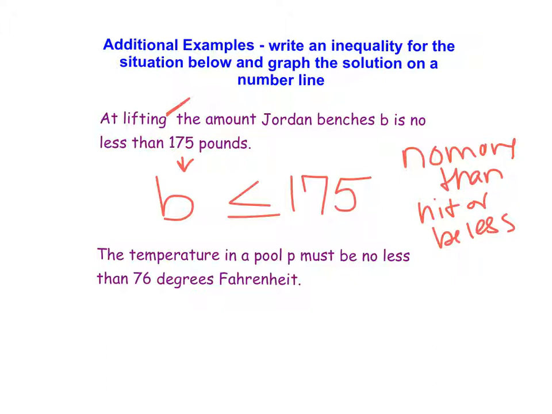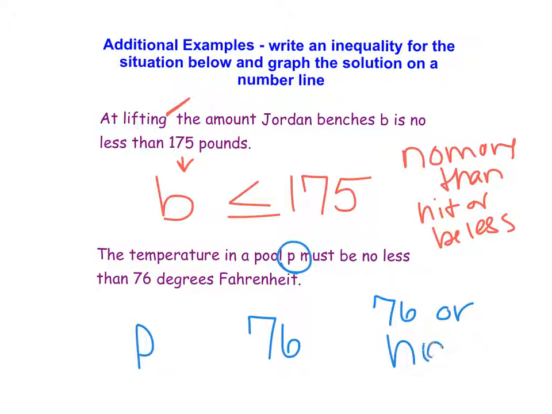Then in the next one down below, the temperature in a pool, P, must be no less than 76 degrees, which means it needs to be 76 degrees or higher. So then if I think about it, I'm going to be higher than or equal to. So there you have it.